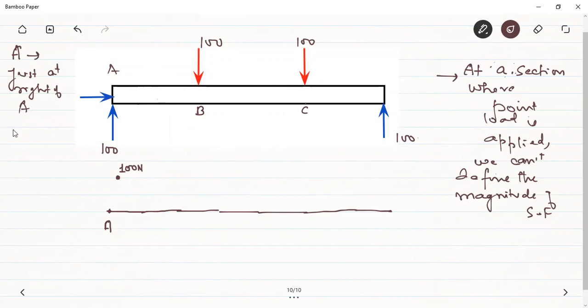So the shear force at any section between A and B will be 100. Therefore, I will go just towards the left of B. Will the shear force be 100 at B? I told you I can't define the shear force at the point where a point load is acting. Therefore, if I take a section just towards the left of B, I will have the same shear force, and it will remain constant.